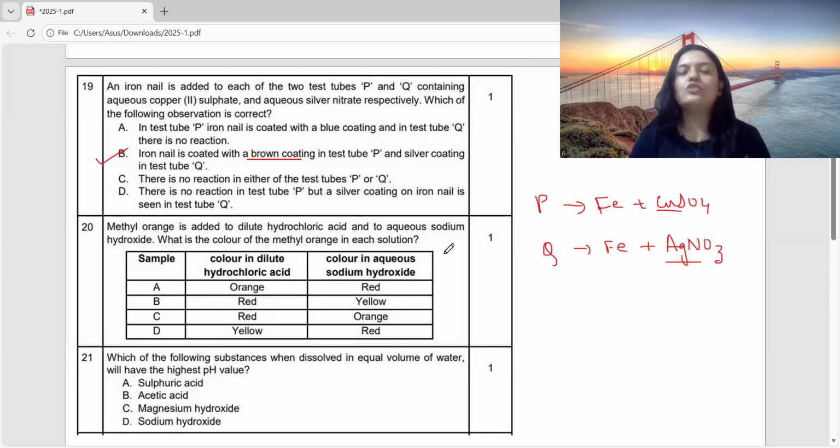Now, methyl orange, when it is added to acid, gives the color red, and when it is added to a base, gives the color yellow. So, it's very clear that the option will be option number B.